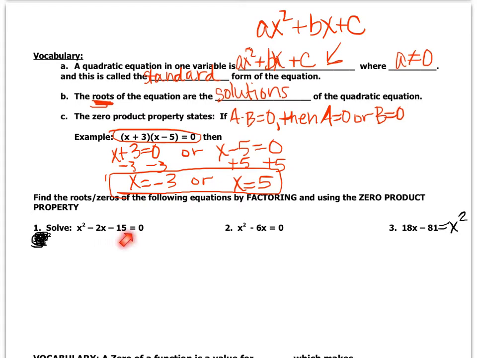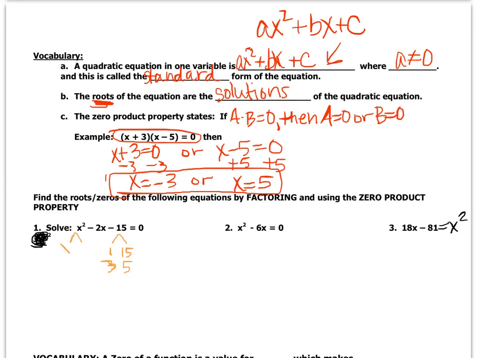So notice this is it in standard form. We need to put it in factored form so that we can then split it up and find our two roots. So we're kind of putting everything together here. We need to look at this and think, what can I multiply to get negative 15 that adds up to negative 2? So negative 15, well, that's 1 times 15, or 3 times 5.